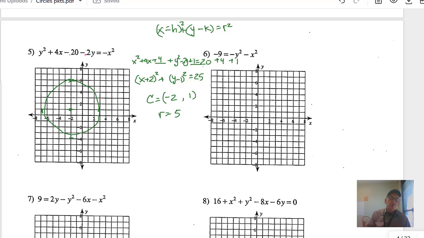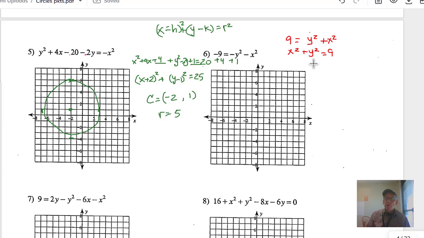Okay, same idea for number 6. We want to have everything positive. So first thing I would do on this would be to multiply everything by negative 1. So I would have 9 equals y squared plus x squared. Now if I rotate this around the equal sign, I've got x squared plus y squared equals 9.